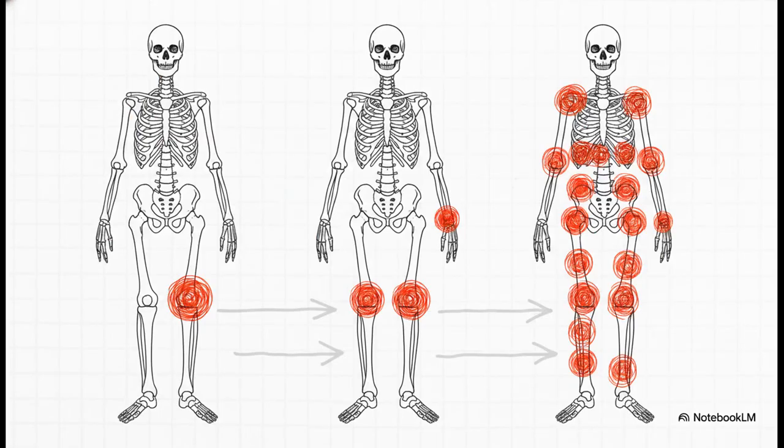Finally, for our macro framework, we just count the joints. It sounds simple, but quantifying the involved joints narrows our diagnostic possibilities tremendously. 1 joint? It's monoarticular.